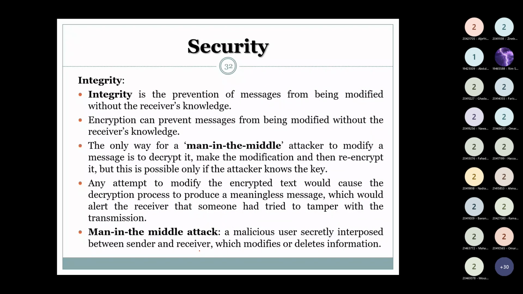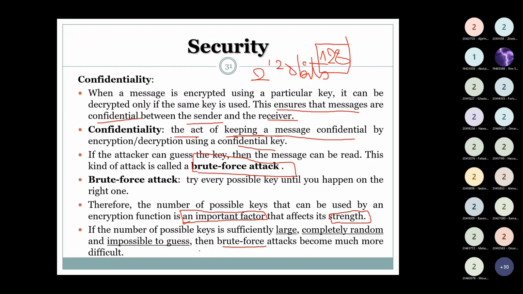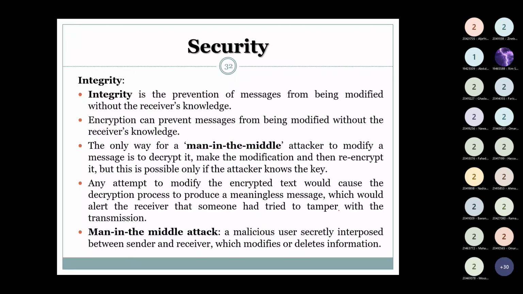Integrity. Now what does it mean, integrity? Confidentiality deals with the right person. Only the right one will open this message. It is destined to this person, so only this person will open this message. Now for the integrity, integrity is the prevention of messages from being modified without the receiver's knowledge. So imagine that you receive an email from someone, how can you be sure that this email has not been changed or modified?